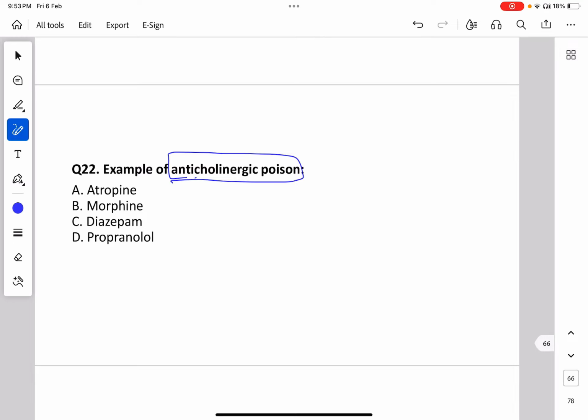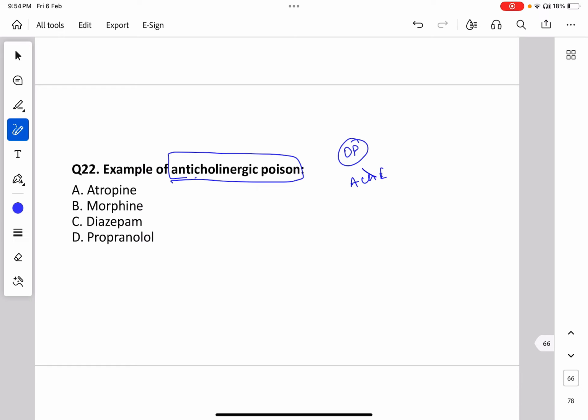Example of an anticholinergic poison: which of these is an anticholinergic? Atropine, morphine, diazepam, propranolol. I suppose you have not read about this question, but with your previous knowledge, let's try to solve it. Okay, so anticholinergic poison means anti. We have read about OP poisoning. Okay, what is happening in OP poisoning?